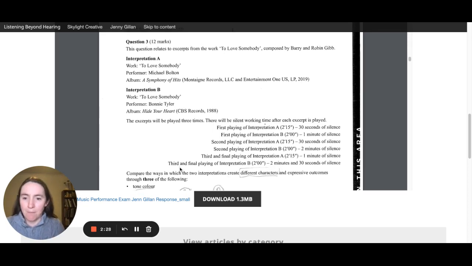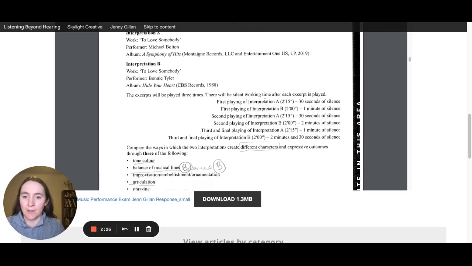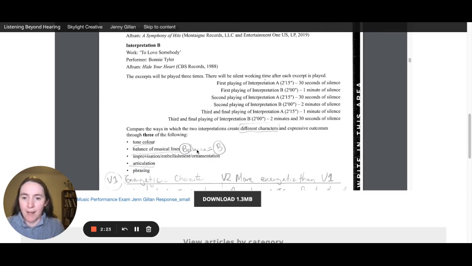So then I looked at my list. So this is before I've heard anything, okay? Tone color, balance, improvisation, articulation, and phrasing. They're my options. So what I would already be saying is, because I have to look at 3 of the following, and there's not a lot of time, what I'm going to be wanting to do is see if I can combine 2 of them.